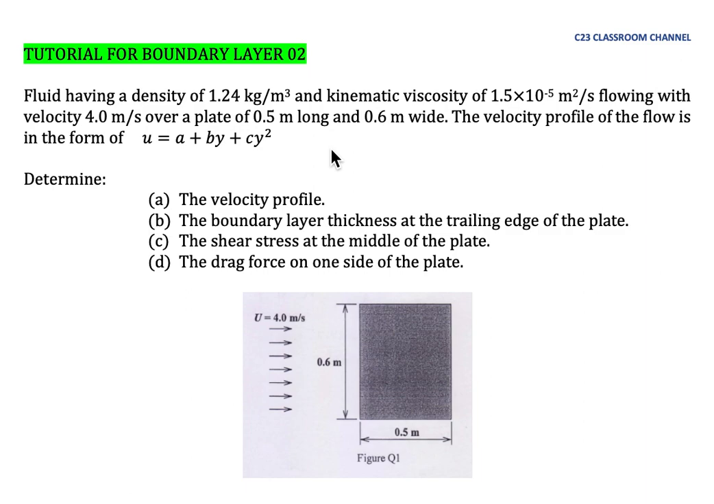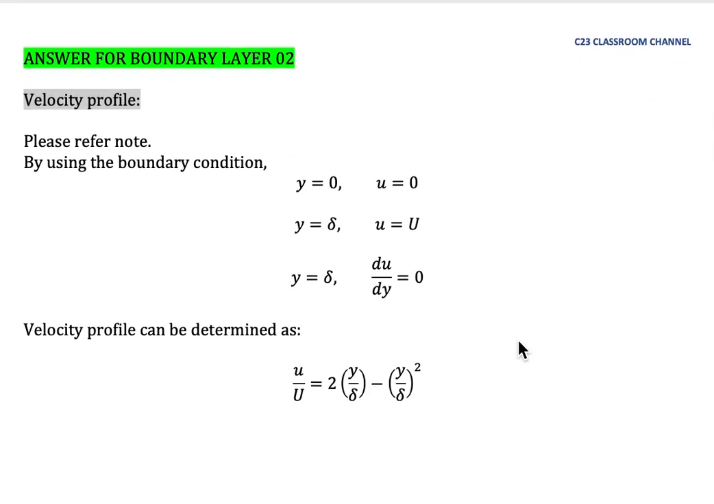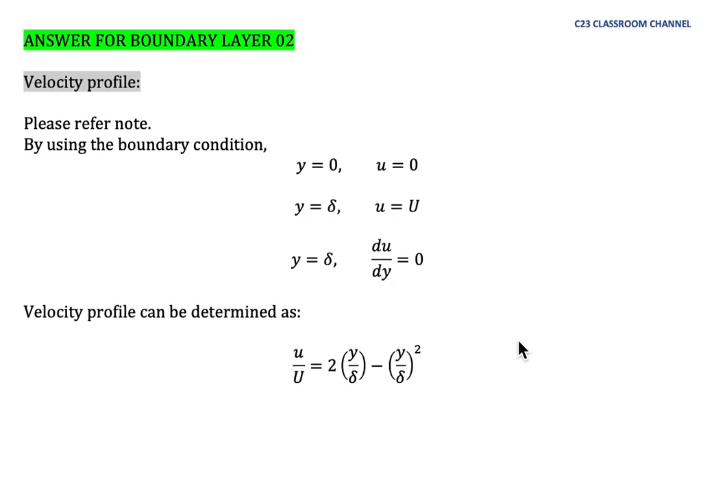The velocity profile of the flow is in the form of u equals a plus by plus cy squared. Determine the velocity profile, the boundary layer thickness at the trailing edge of the plate, the shear stress at the middle of the plate, and the drag force on one side of the plate. So this is the question for this tutorial. So this is the answer.